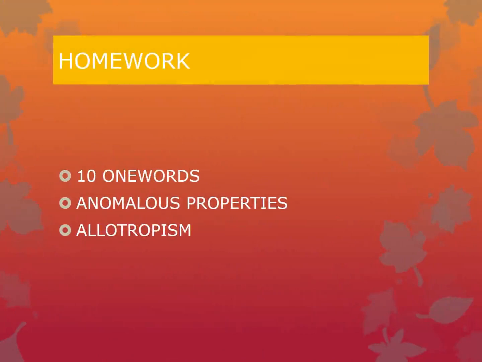Today's homework: you should write 10 one-word answers from the topic, page number 26 to page number 40. Go through and write 10 one words. And write the anomalous properties of the first element, that is a 5-mark question, page number 29 and 30. And allotropism in p block elements, there is a table on page number 30, with 5 lines, and the table you study. Write the 10 one words in your homework note, and these 2 questions you write in your classwork note.